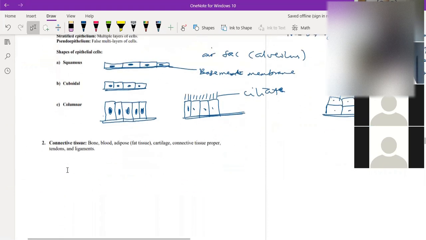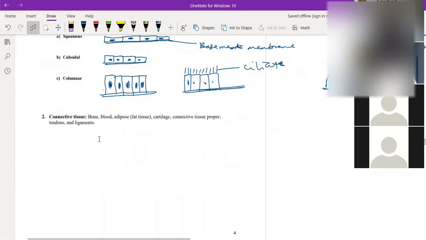So now let's talk about connective tissue. For now, know some examples. Later we'll talk a little more about the details of blood and so on. When they ask which of the following is an example of connective tissue, you should be able to state it. Remember, bone is a connective tissue. Blood is a connective tissue. Adipose tissue, that's fat tissue, is also a connective tissue. Cartilage is connective tissue.